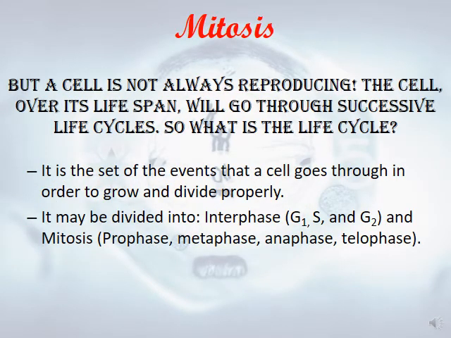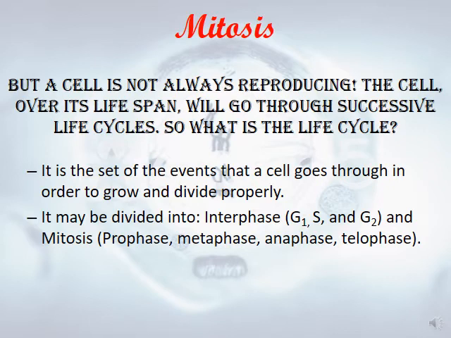Is the cell always reproducing? The cell over its lifespan will go through successive life cycles. So first, let's say, what is the life cycle? The life cycle is the set of events that the cell will undergo in order to grow and divide properly.